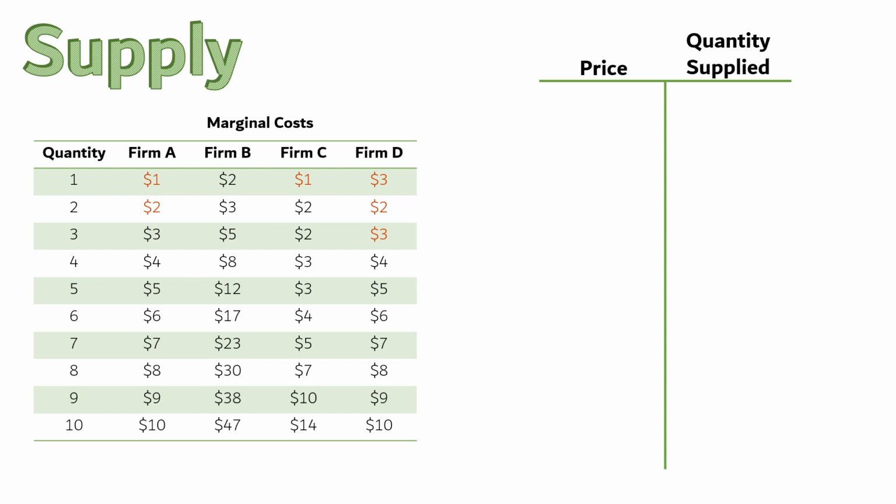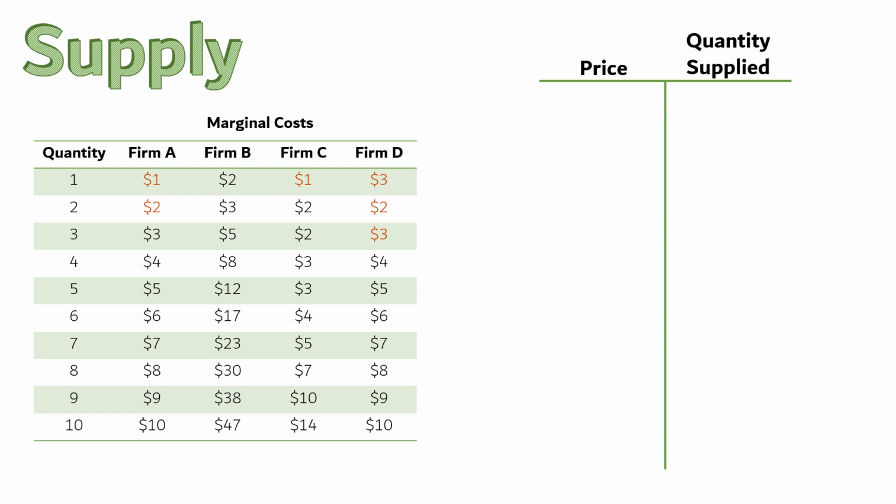I've put some of these numbers in red to show that if they can only produce that quantity, they'll end up being unprofitable and will shut down. So firm A needs to see a price of $3 or higher to even be willing to enter this industry and start producing. So long as the price is greater than or equal to their marginal cost, they will be incentivized to produce that many units.